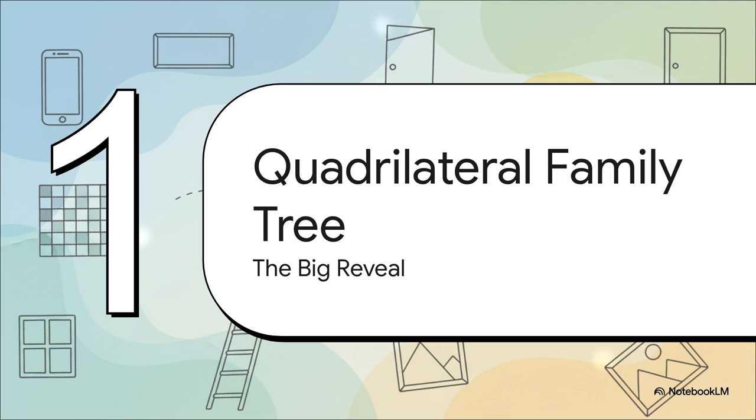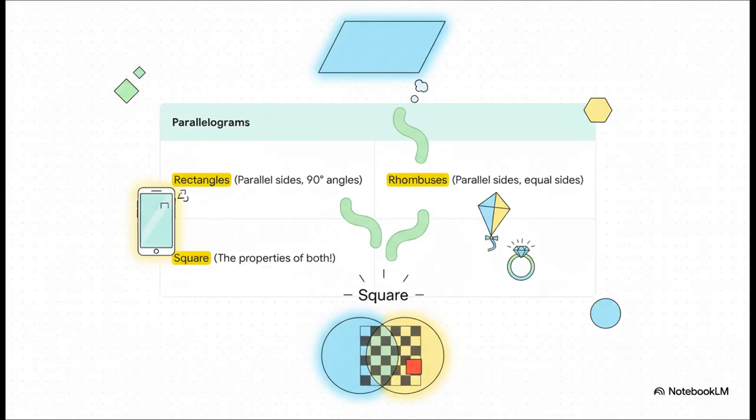Now it's time to put it all together. Let's see the official quadrilateral family tree. So here's an easy way to think about it. Parallelograms is like the main family name. Under that big umbrella, you've got 2 major branches: the rectangles, which are parallelograms with perfect 90-degree angles, and the rhombuses, which are parallelograms with 4 equal sides. And the square? The square is the special kid who inherited traits from both sides of the family. It's got the right angles of a rectangle and the equal sides of a rhombus.